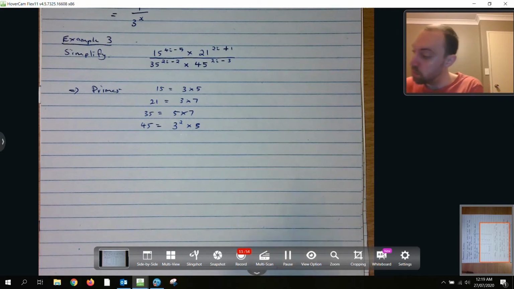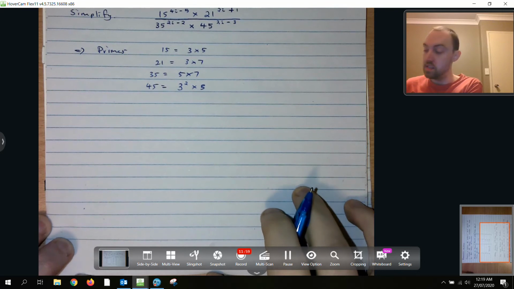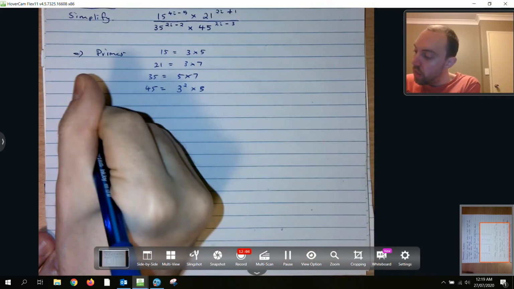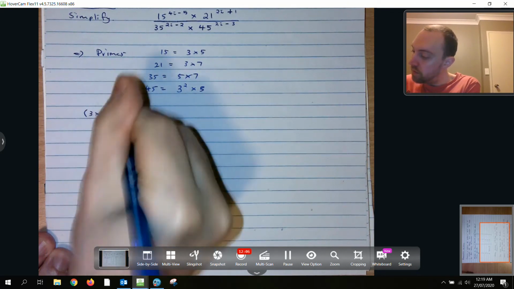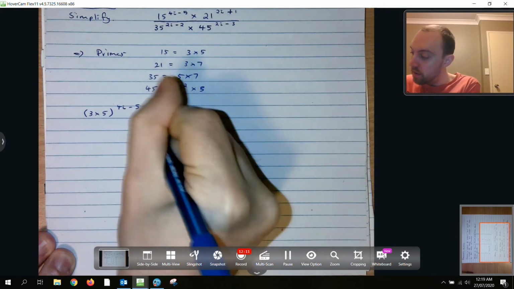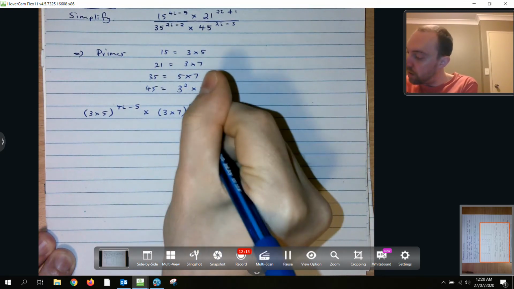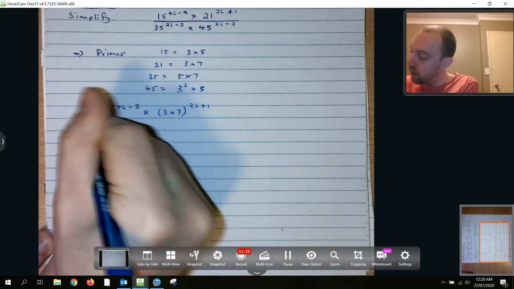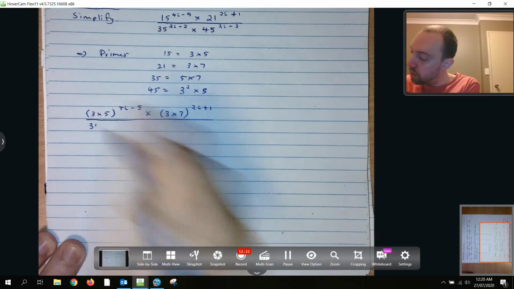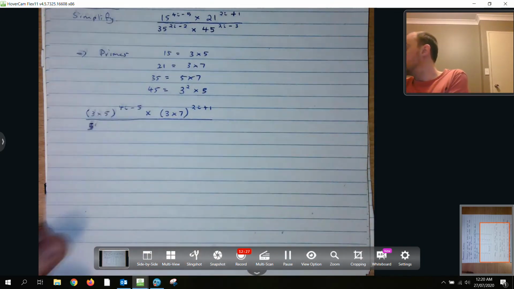So let's express our problem using each of these changes in these numbers. So we've actually got (3 times 5) to the power of (4x take 5) times (3 times 7) to the power of (2x add 1) over... try that again.